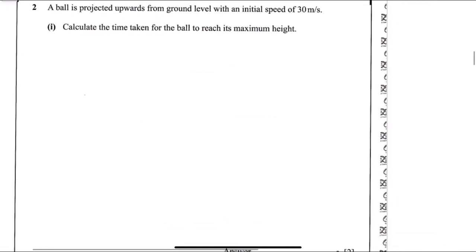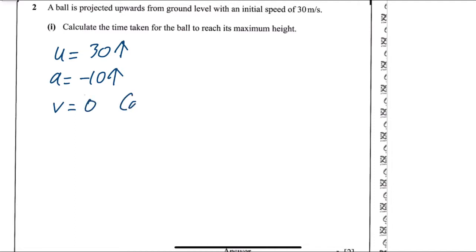It is indeed. Okay, question 2 said a ball is projected upwards from ground level with an initial speed of 30. So u is equal to 30, and I like to put the arrows upwards. Acceleration then is always going downwards, so that means it's minus 10 upwards. And we want to calculate the time taken for the ball to reach maximum height. v is equal to 0 at maximum height. And then t is what you're trying to find.